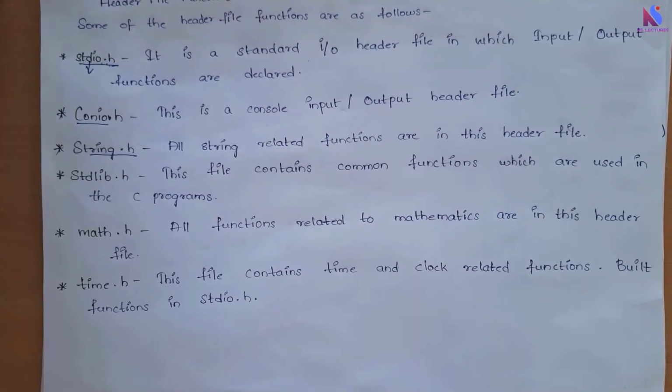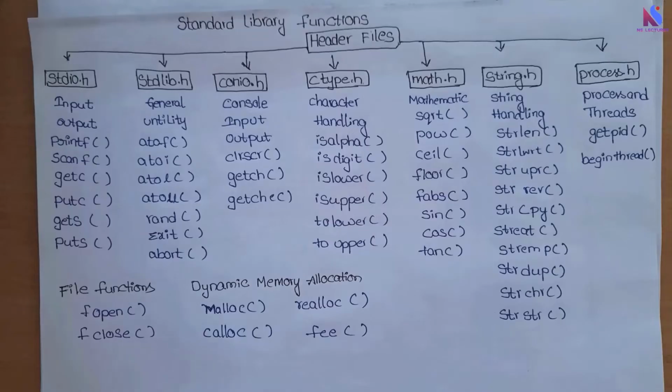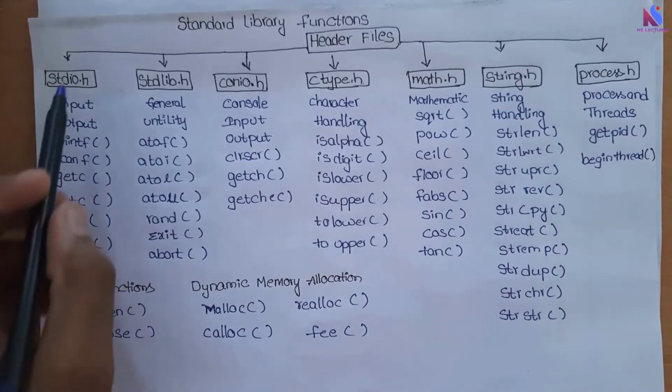And next one is stdlib.h, where stdlib stands for standard library. Next one is math.h. All mathematical functions are present in math.h header file. And next one is time.h. Time as well as clock related functions are present in time.h header file. Guys, these are the various functions that header files contain.